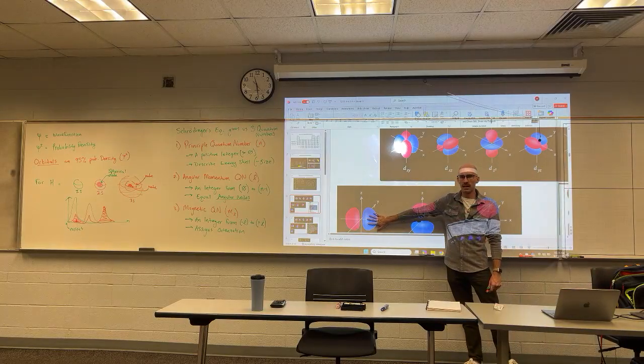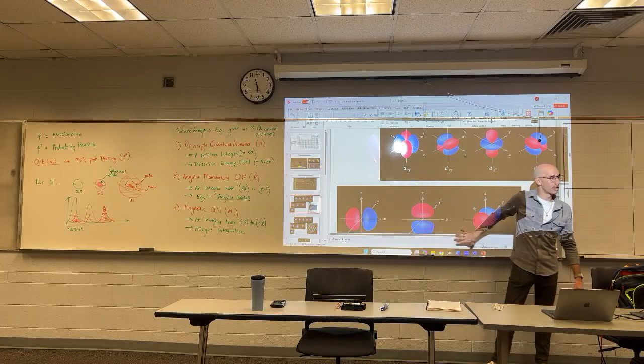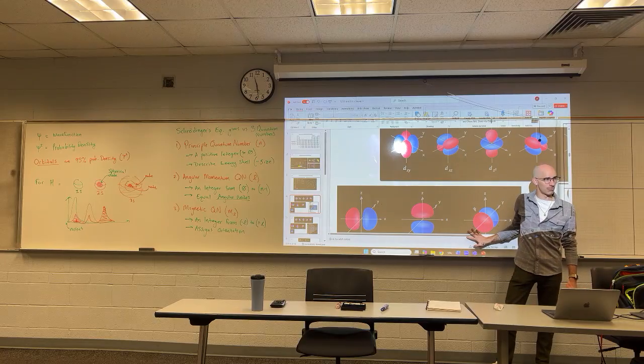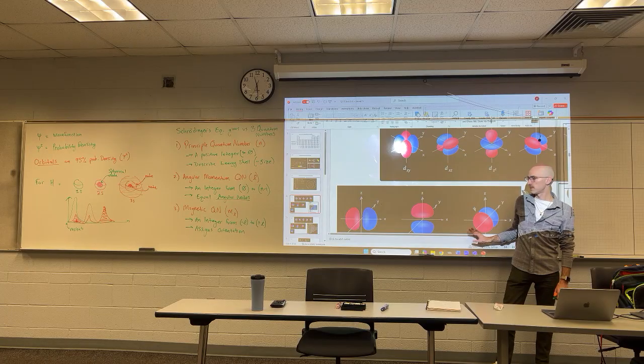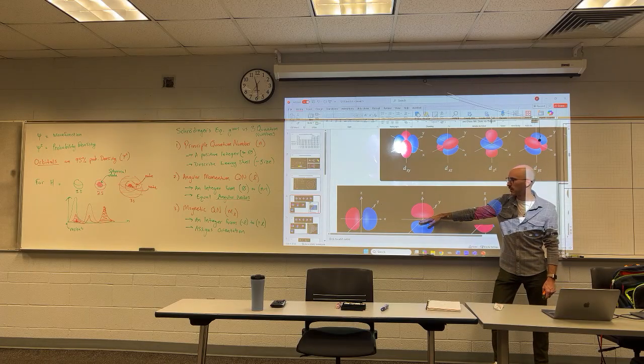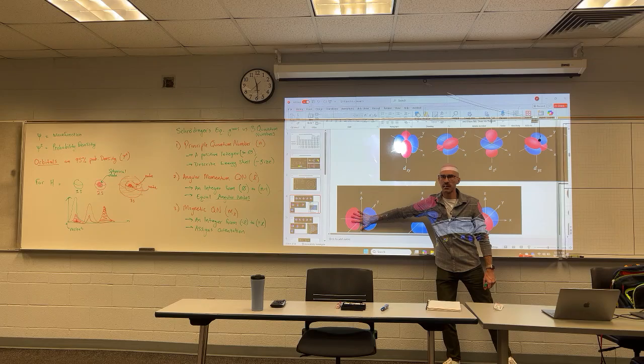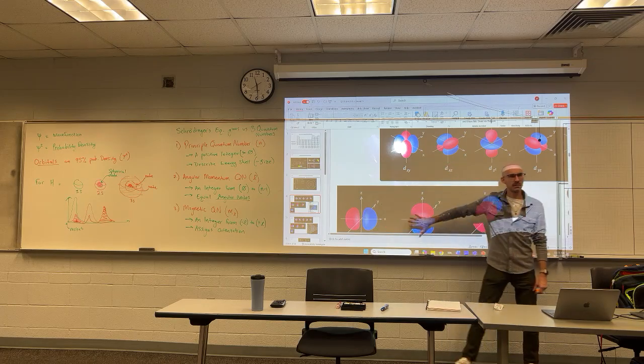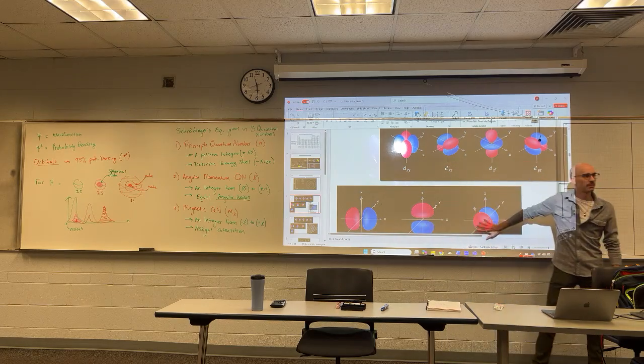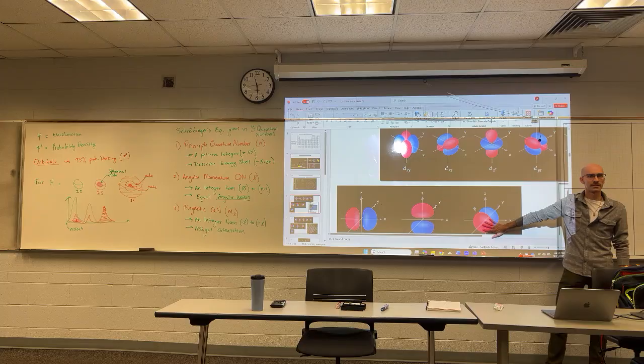This type of orbital has L equals 1. It has 1 angular momentum. Its quantum number for angular momentum is 1. It has 1 node. This can be described as negative 1. This can be described as 0. This can be described as positive 1. It's describing orientation in space.